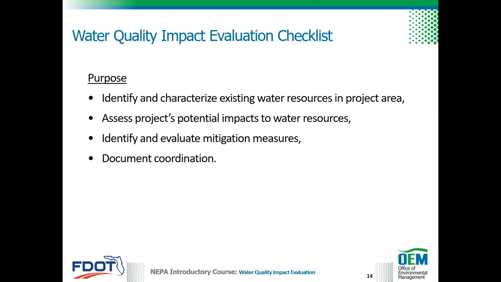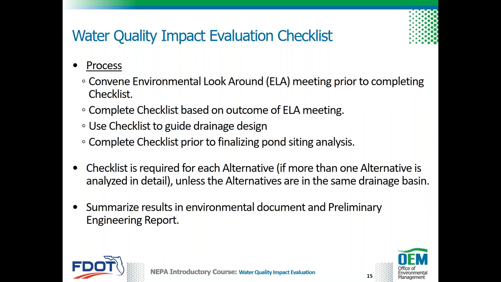The purpose of water quality impact evaluation checklists is to identify and characterize water resources in the project area, assess the project's potential impacts to water resources, identify and evaluate mitigation measures, and document the coordination that has occurred. A checklist is required for each alternative if more than one alternative is analyzed in detail.